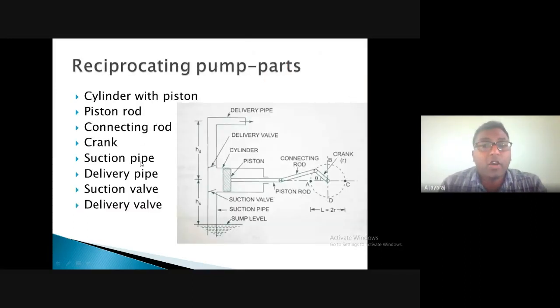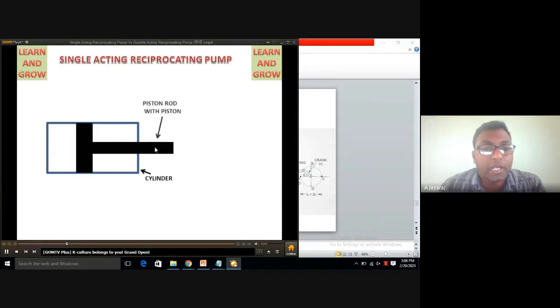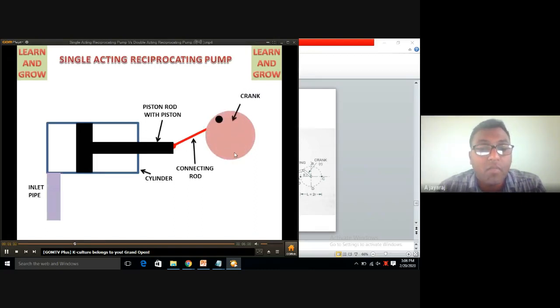So the reciprocating pump has the following components. It has a cylinder with a piston rod, connecting rod, crank, suction pipe, delivery line, etc. Let us have a look at a simple video. Here we have a cylinder and a piston attached to a piston rod. The piston rod is attached to a connecting rod. The connecting rod itself is attached to a crank and a crankshaft. This is rotated by a prime mover. It may be a motor or any other arrangement.